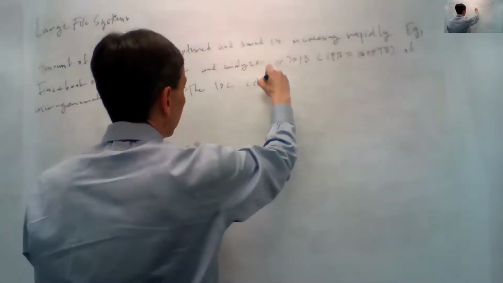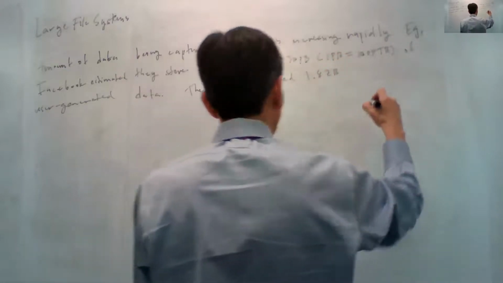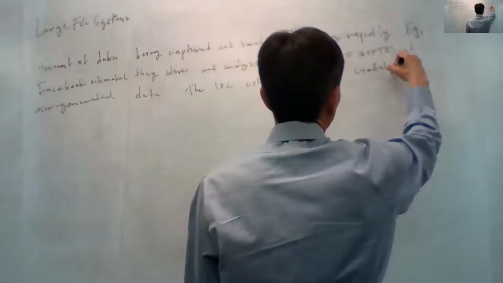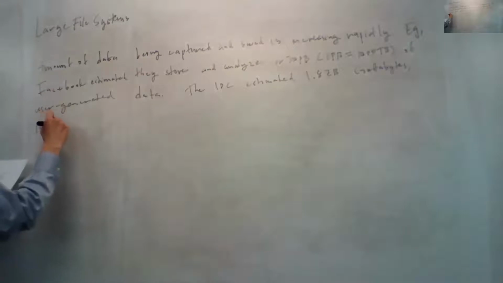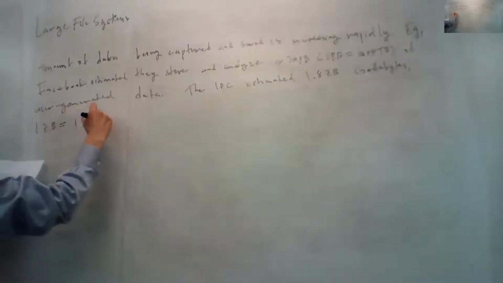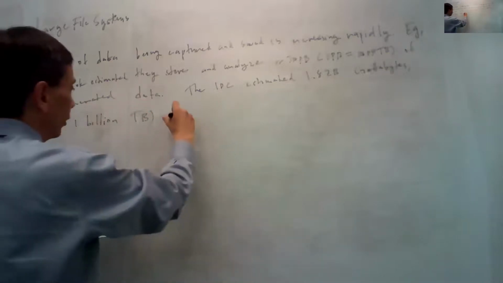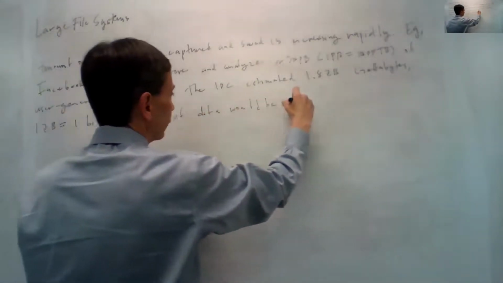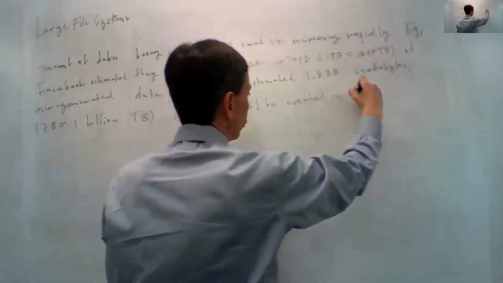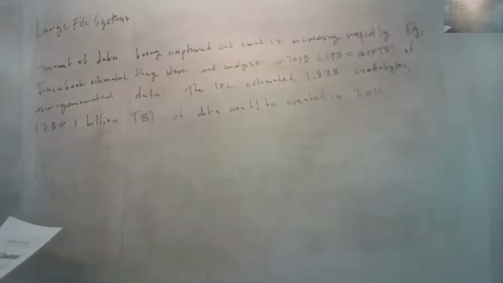And so the IDC estimated that 1.8 zettabytes, where 1 zettabyte equals 1 billion terabytes of data, would be created in 2011. So that's almost 10 years ago. Okay. And new systems have been proposed to store and manage this data.